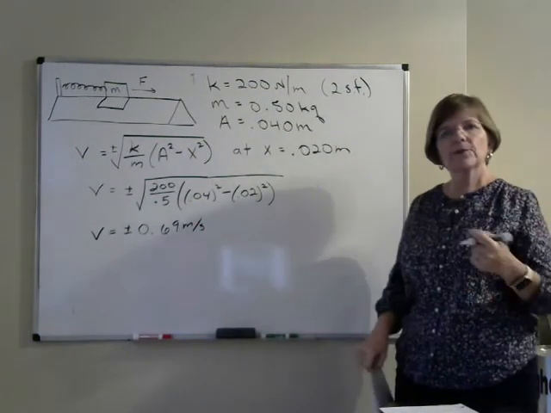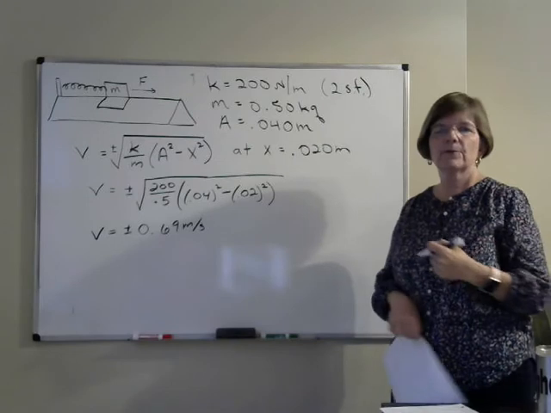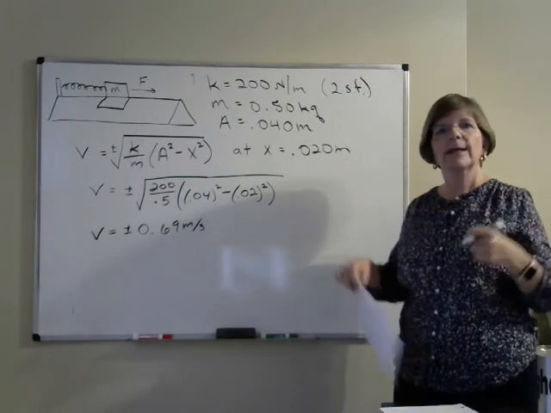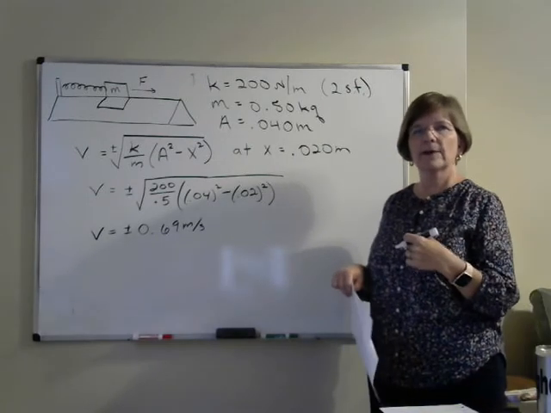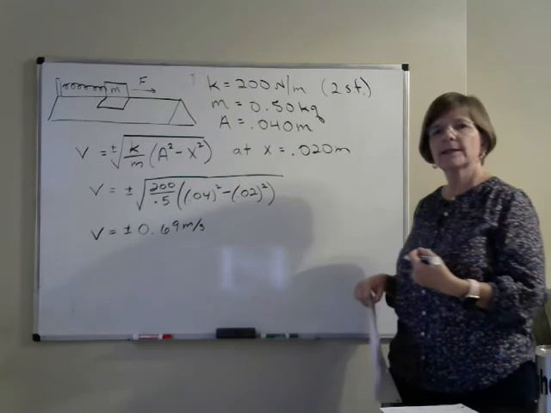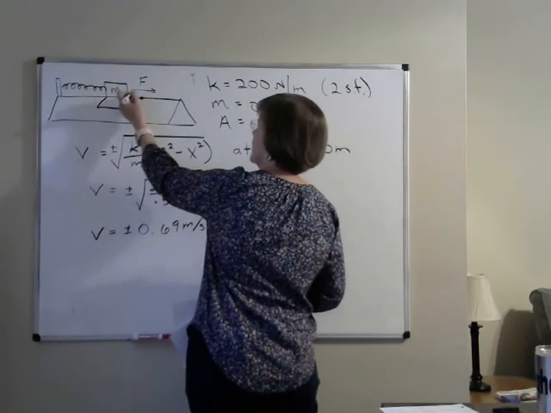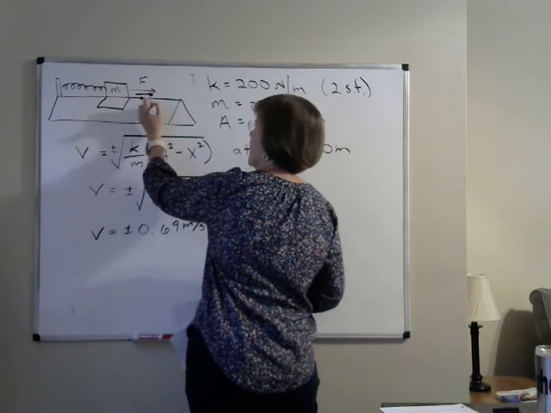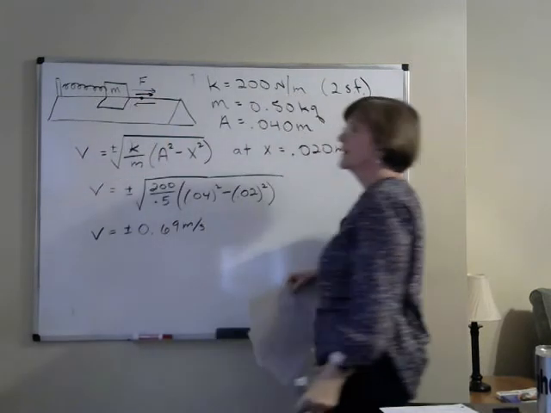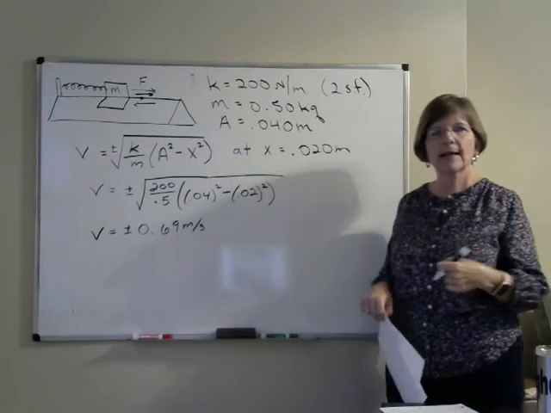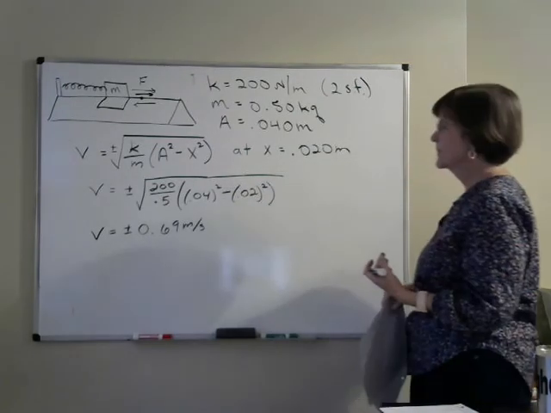It passes through every point going both directions. The exception would be the two end points because it doesn't pass through those. But when it heads towards an end point, if it's going to the right and it passes through this point once, it will also pass right back through. The speed at that point will be the same, but the sign will be different.